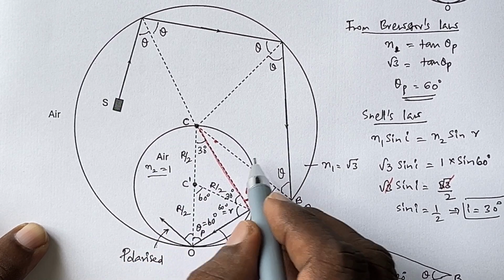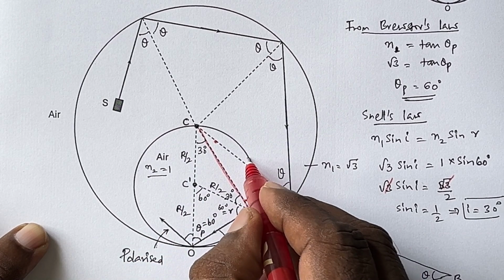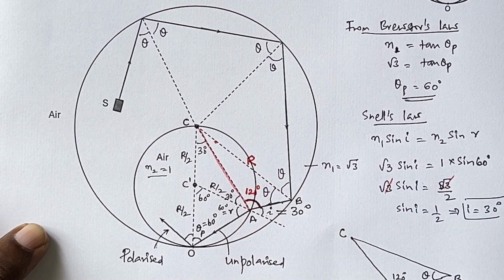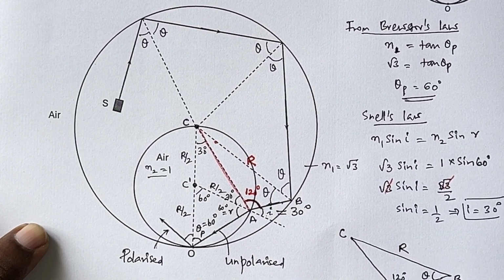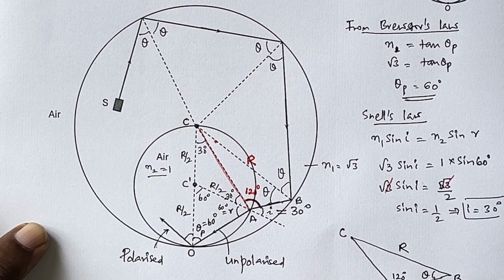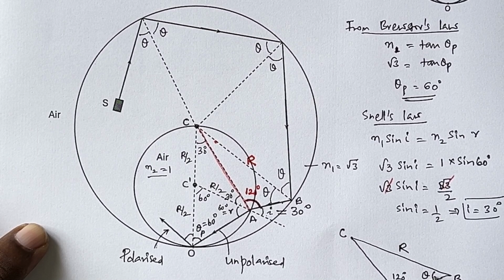CB is a radius of the glass sphere. So this is the radius, right? And sine of theta, this is not a right angle triangle to apply. That's why we can use the sine rule here. To apply the sine rule, I need the CA length.